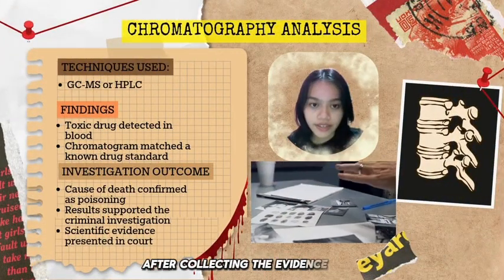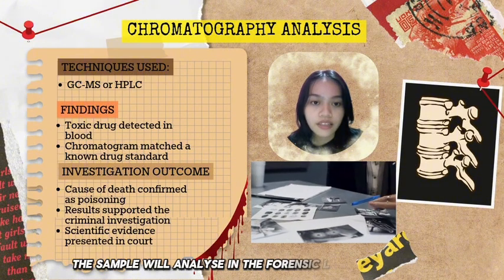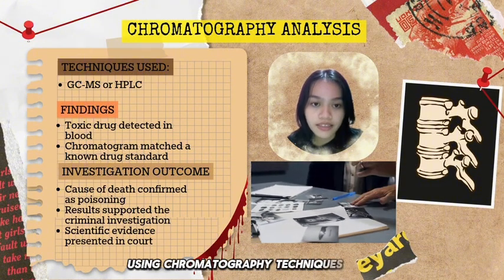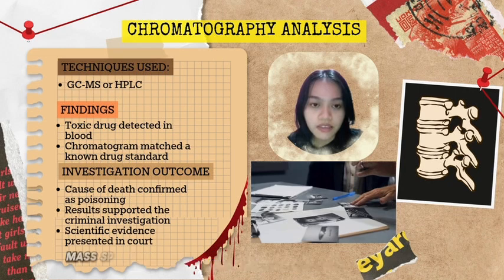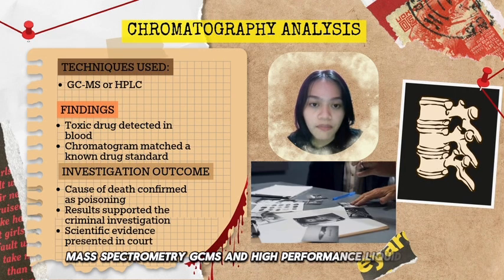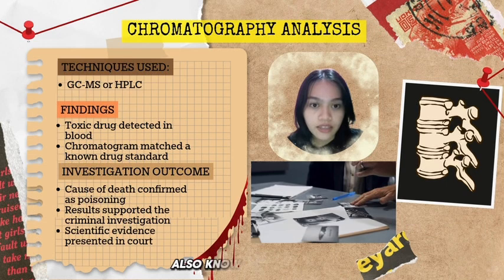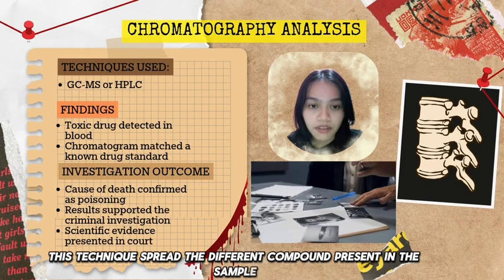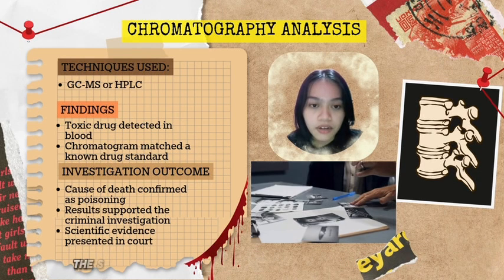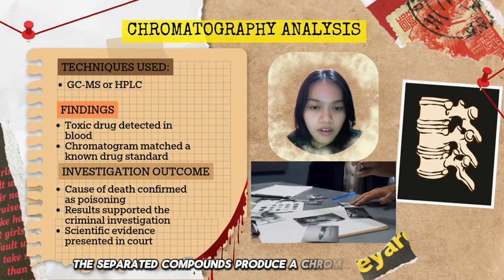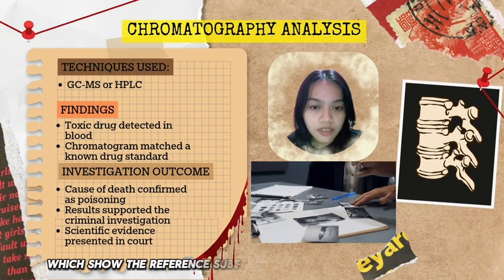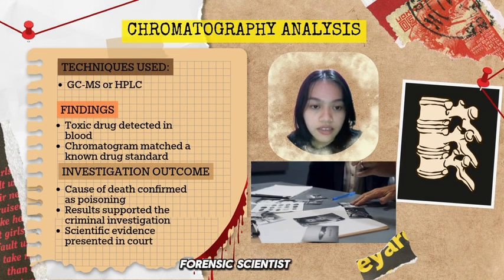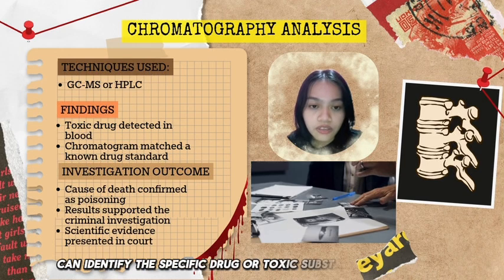After collecting the evidence, the sample will be analyzed in the forensic laboratory using chromatography techniques, specifically gas chromatography mass spectrometry, GCMS, and high performance liquid chromatography, also known as HPLC. These techniques separate the different compounds present in the sample based on their chemical properties. The separated compounds produce a chromatogram which shows the different substances detected in the sample. By comparing the chromatogram with known reference standards, forensic scientists can identify the specific drug or toxic substance present.